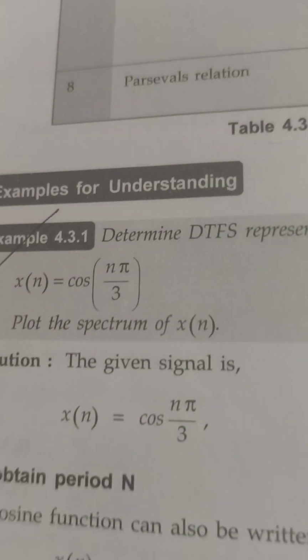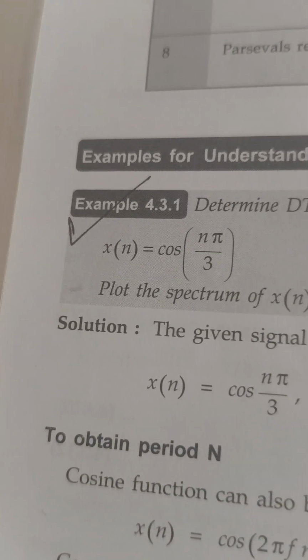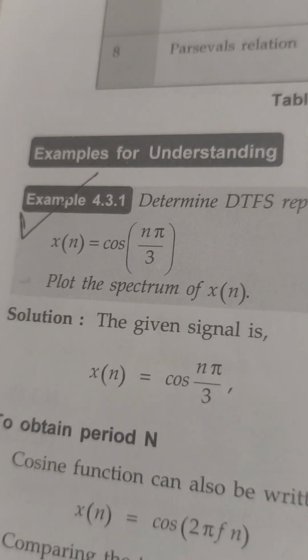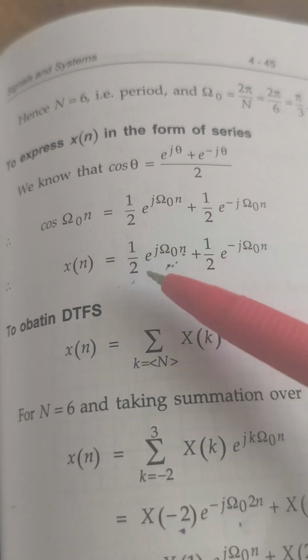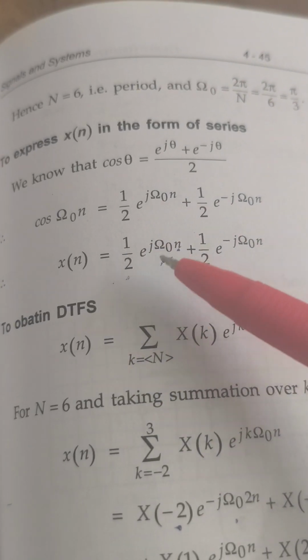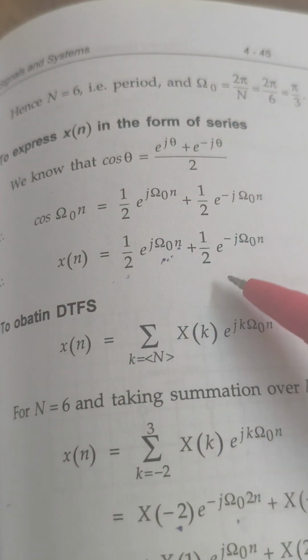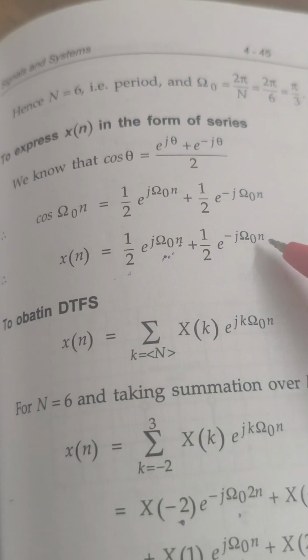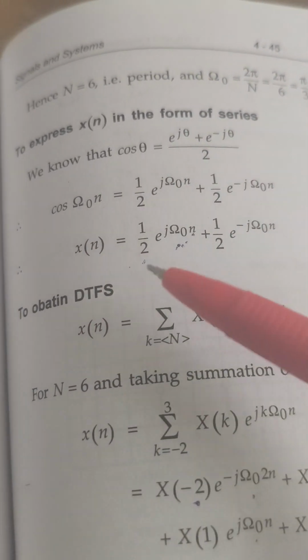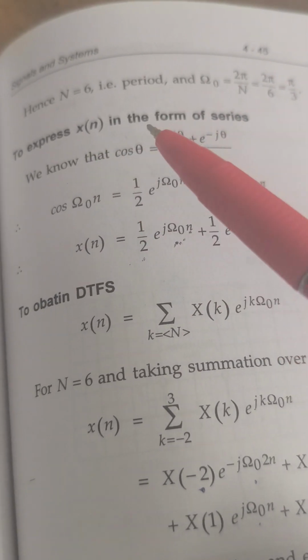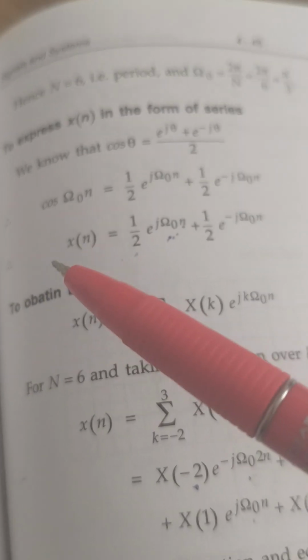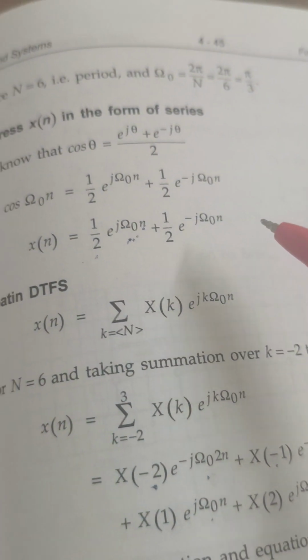And that is our function. Therefore, x of n is equal to cos of n pi by 3. So this is our signal x of n, equal to 1 by 2 e raised to j omega naught n plus 1 by 2 e raised to minus j omega naught n. This is our Fourier series; that is, we have expressed x of n in the form of a series.